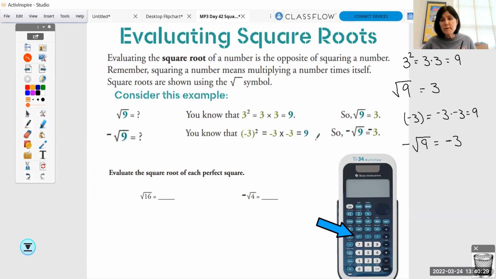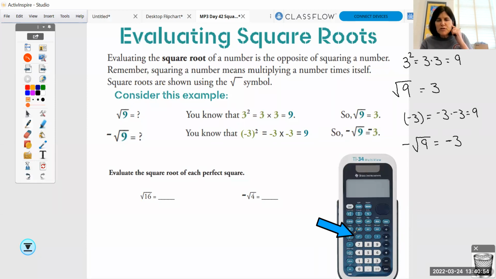Now, we've talked about this a little bit before in the past. There's no way for you to really do this on your own unless you have your square roots memorized. And if you do, that's great. You can use that. But you can always use your calculator. So if you take a look at this image here, I've shown you the button that you use for square root. So it's the button above the 7.